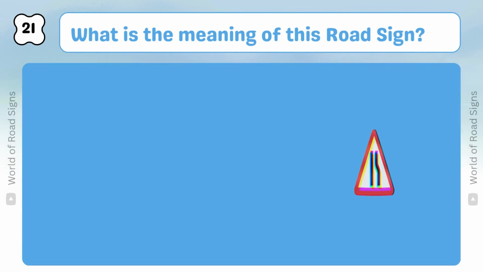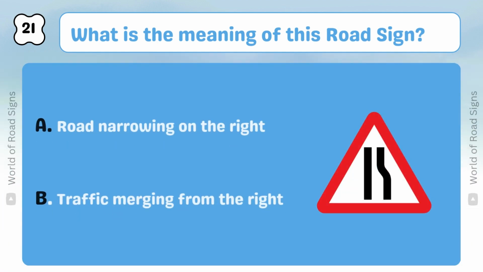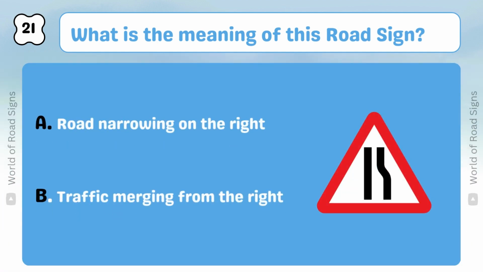Question 21. What change in the road does this sign indicate? A. Road narrowing on the right. B. Traffic merging from the right. That's right. Option A. Road narrowing on the right.